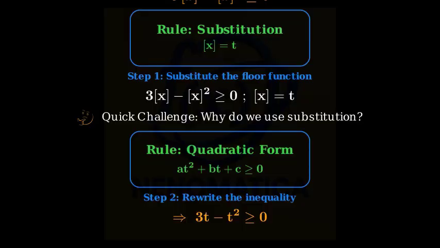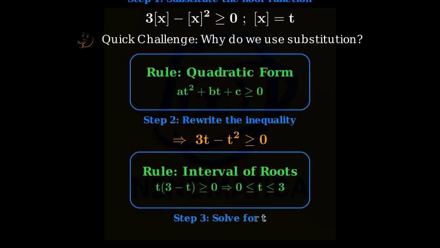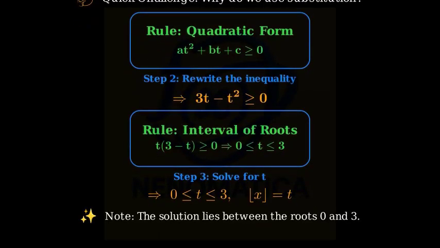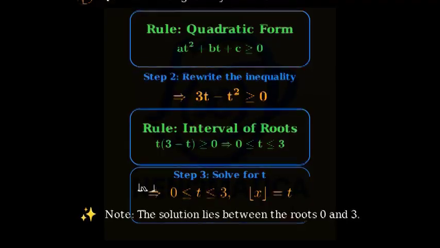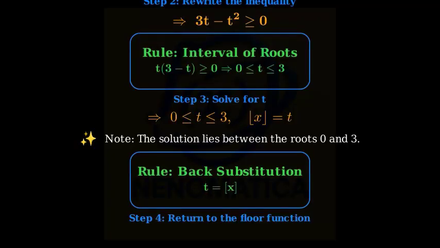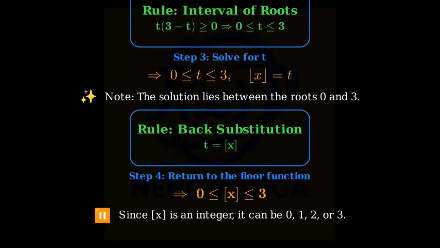Rule: interval of roots. Factor and find where the quadratic is non-negative. Step 3. Solve for t. We write t times (3 minus t) greater than or equal to 0, which implies, bold, highlighted in orange, 0 less than or equal to t less than or equal to 3. Rule: back substitution. Replace t by floor of x. Step 4. Return to the floor function. We conclude, bold, 0 less than or equal to highlighted floor of x less than or equal to 3.